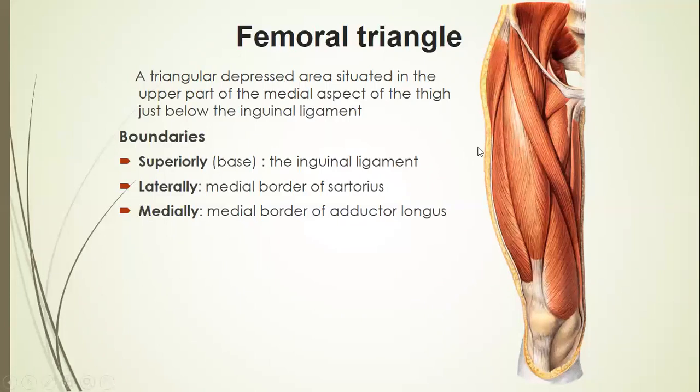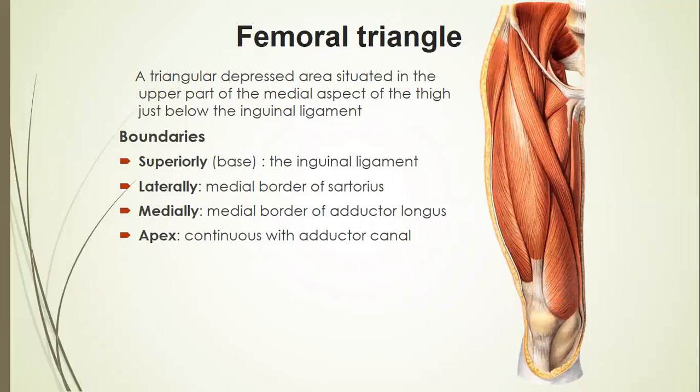In fine details, you can say that this is the medial border. So where is the adductor longus? This is the adductor longus. This one is the medial border. So only the medial border is included in the medial wall of the femoral triangle, whereas the front of the muscle is included in the floor of the femoral triangle.